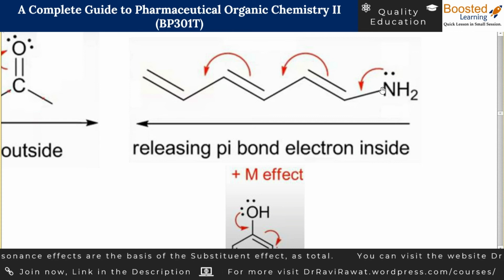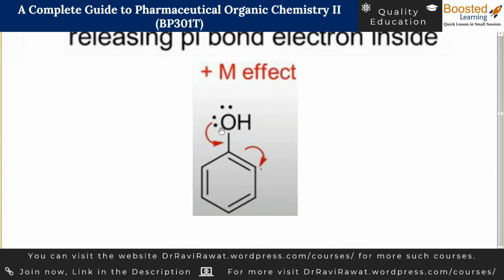Let us see how positive mesomeric effect would work. Suppose there is a group which has lone pair of electrons, then it can donate its lone pair of electrons into the pi conjugation of the molecule. So that is how it can release electron density through the pi electrons. So suppose there is a group which is attached on benzene, like this oxygen, it has lone pair of electrons. It can donate its lone pair electrons into the benzene ring. So that is how it can increase the electron density of the benzene ring.